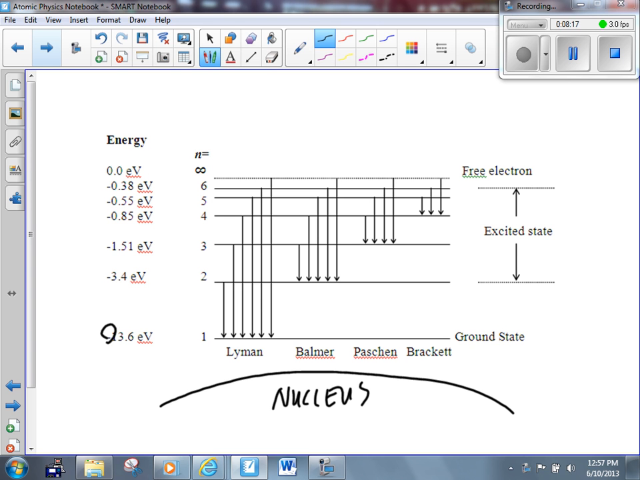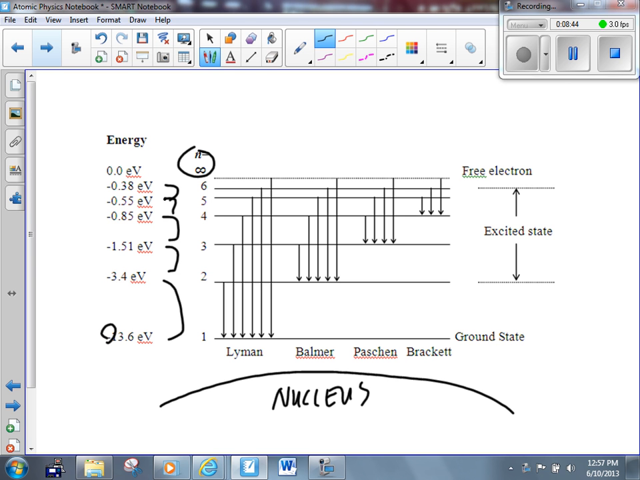The closer we get to infinity, n is equal to infinity, which is where the electron has left the atom, where it's not really a part of it anymore, we can see that the energies get smaller and smaller and smaller, closer and closer and closer to zero. You can also see that the difference in energy between each level gets closer and closer together, as well as the positions of these lines get closer and closer together.